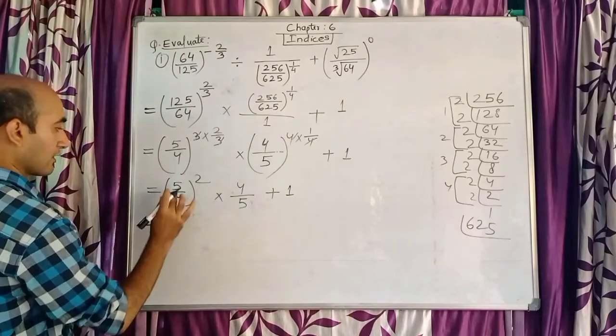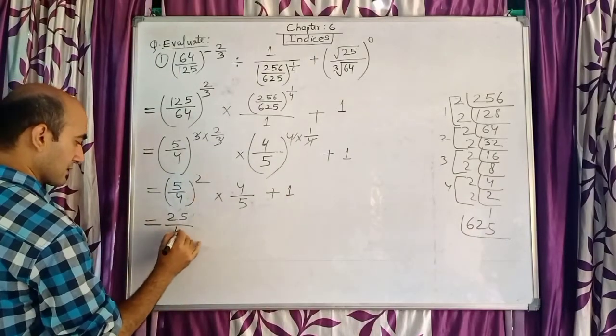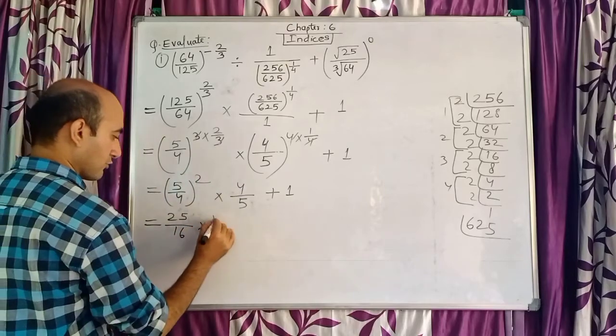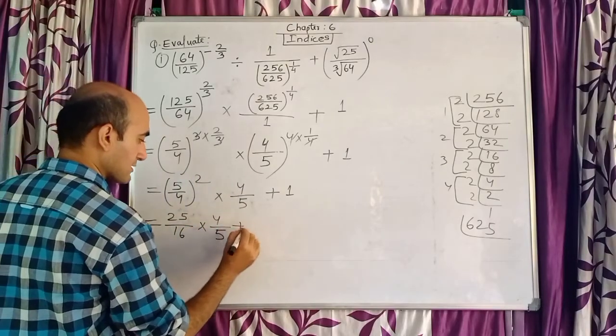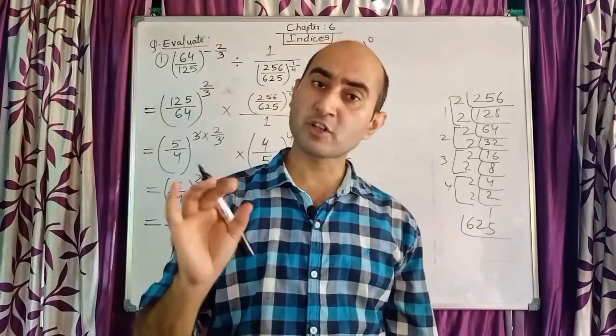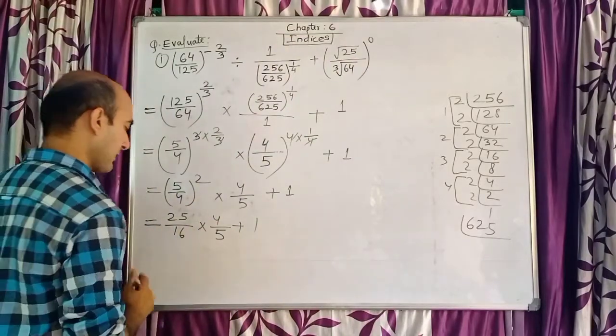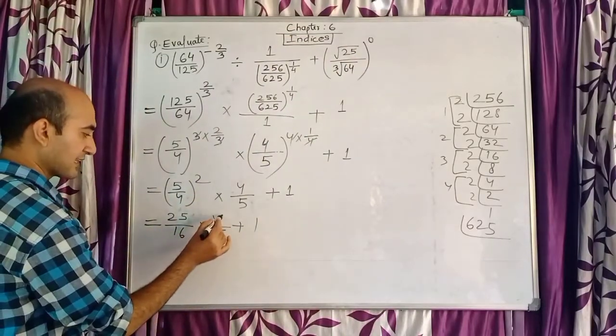Next, 5 square is very easy, 25. 4 square is 16 into 4 by 5 plus 1. So according to the BODMAS rule, children, first we have to multiply, then only we can add. So you multiply this. While multiplying, you can see something is getting cancelled here.